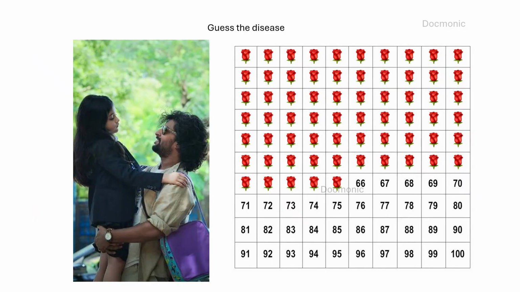And this one more puzzle, guess the disease. This hyena in the movie, and we have 65 roses coming down.